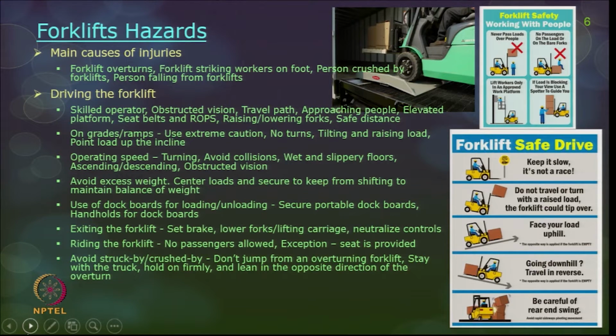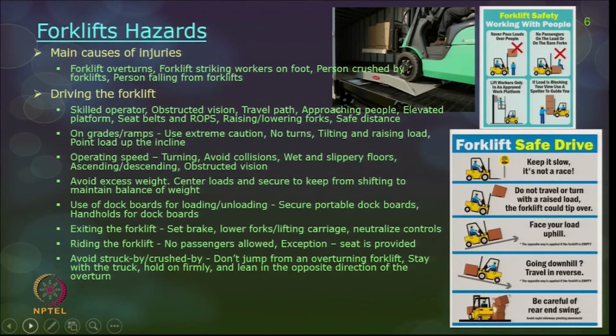So, all these are generic precautions when you are driving a forklift, and especially when the forklift is driven along a grade or a ramp, you should be extremely cautious, and no turns when you are going on a slope. No turns, tilting and raising load are also not allowed there, and point the load up the incline. Operating speed, especially when you are turning, you should be going at a proper speed. You should maintain all the safety norms and the speed with which you have to go in a construction site.